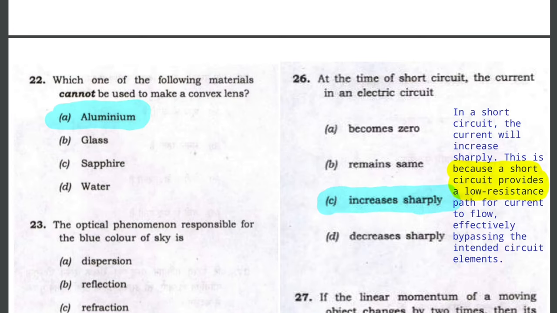And the next question is, at the time of short circuit, the current in an electric circuit. It is also an important question. So at the time of short circuit, the current in an electric circuit increases very sharply, because at that point of time there is very low or negligible resistance. So that's why the current increases very sharply.